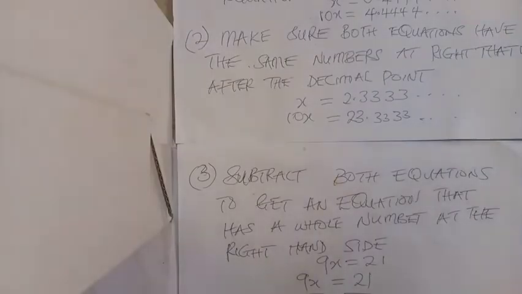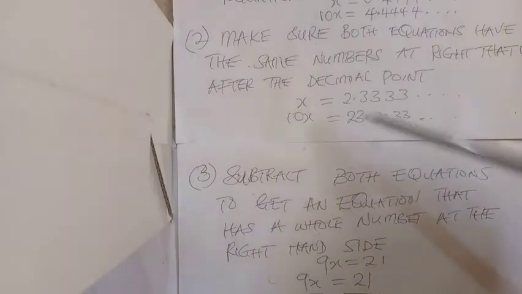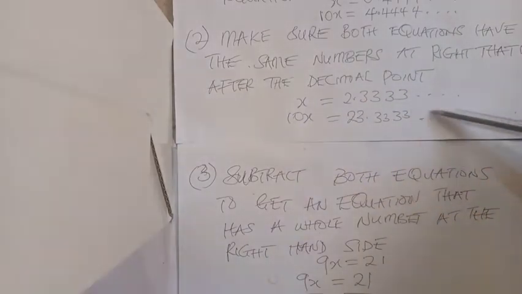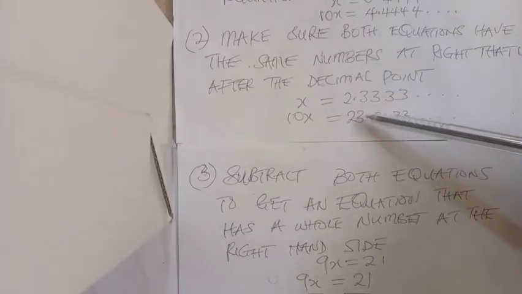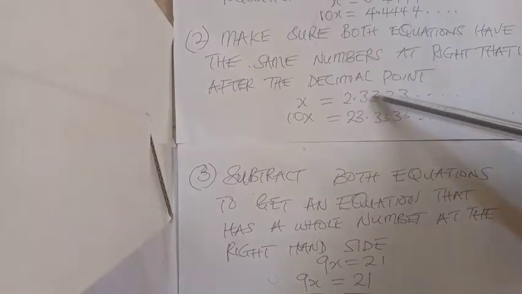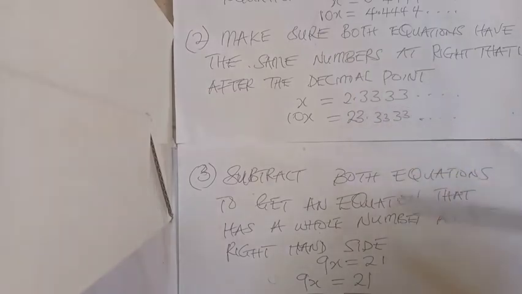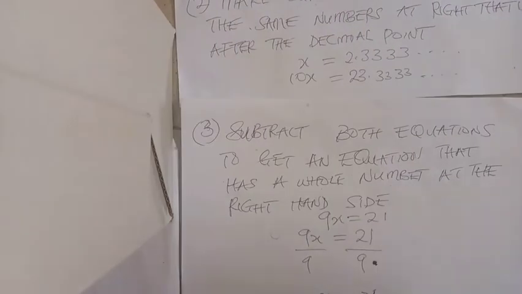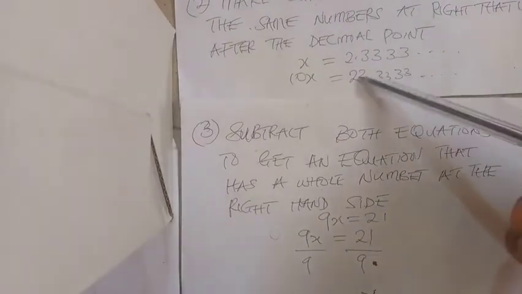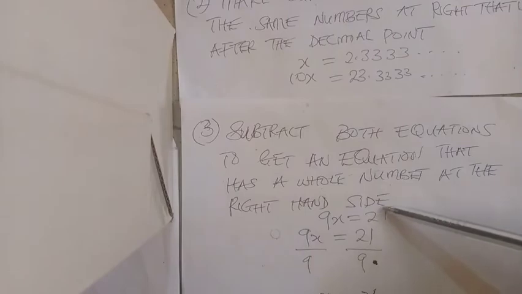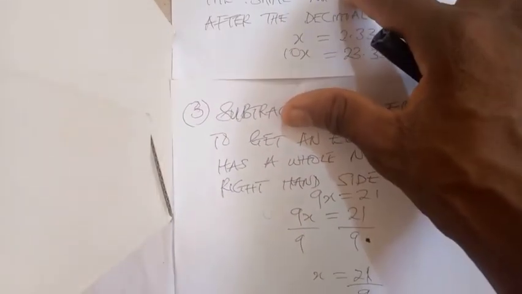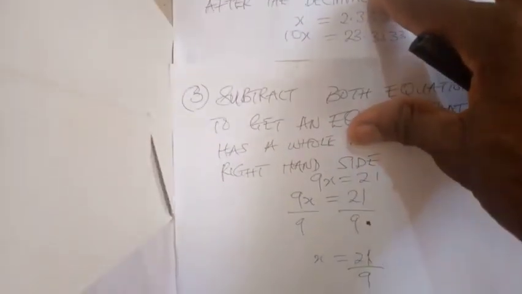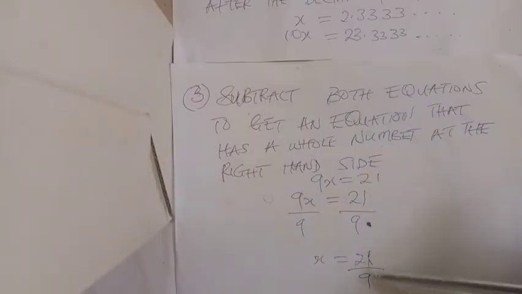Imagine you subtract this second equation from this one. What happens? What is after the decimal point eliminates each other. Then you end up with 10x minus x, which is 9x. This minus this will give you 21. So in this case, you can generate your final equation, which is this over this.